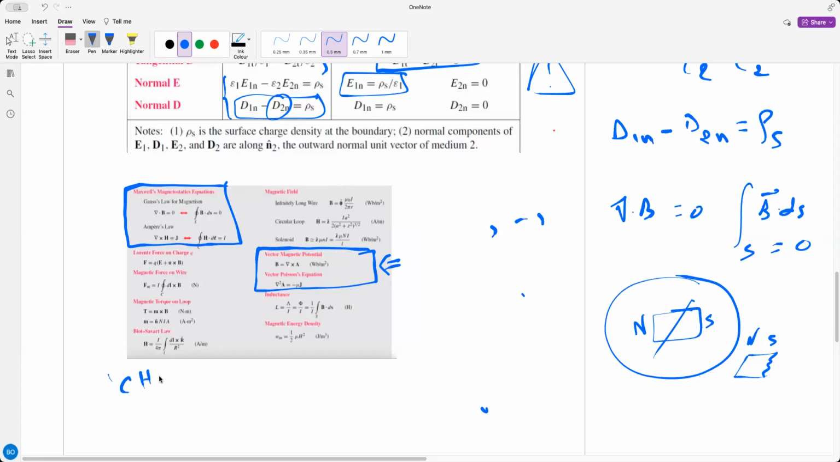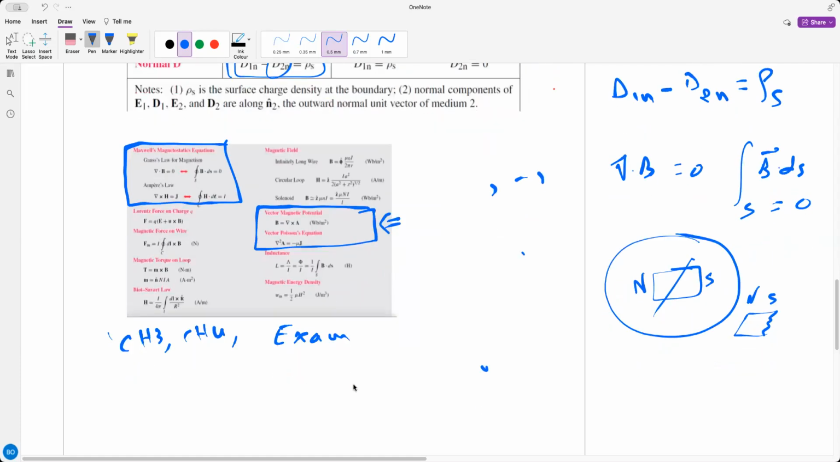So chapter 3 and chapter 4 will be the core of the exam. Okay, right? Chapter 5 will only be a bonus question. I think a bonus question will be worth 10 or 15 points. So basically chapter 5 is not included in the core of the exam. You will get, I think, 3 or 4 problems on chapter 3 and 4.